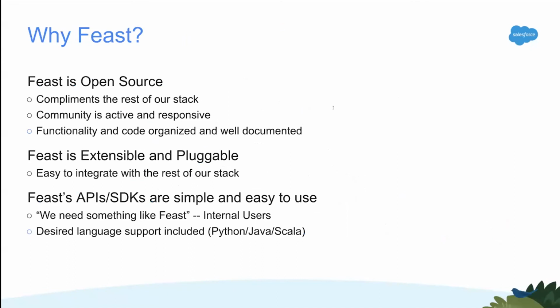Why Feast? Feast is open source. This complements the rest of our stack. The Feast community is active and its functionality and code are well documented. Feast is also pluggable. This made it easy to integrate Feast with ML Lake and Phoenix. Finally, Feast's APIs and SDKs are simple and easy to use. When we asked our ML users what they wanted from a feature store, many of them said, we need something like Feast. Feast also supports the languages we use, which are Python, Java, and Scala.